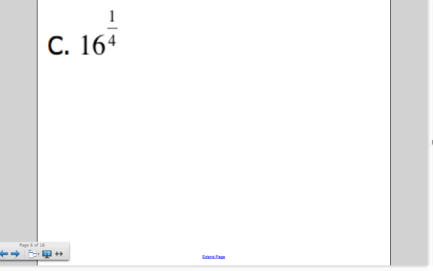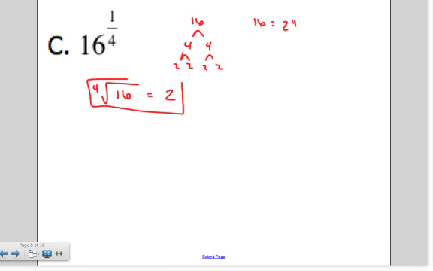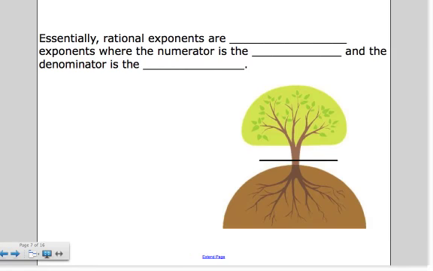All right, let's try this one. This one is asking for the 4th root of 16. Well, 16 is 4 times 4, and 4 is 2 times 2, so there are 4 2's in 16. That means 16 equals 2 to the 4th. So what raised to the 4th power gives me 16? That would be 2.